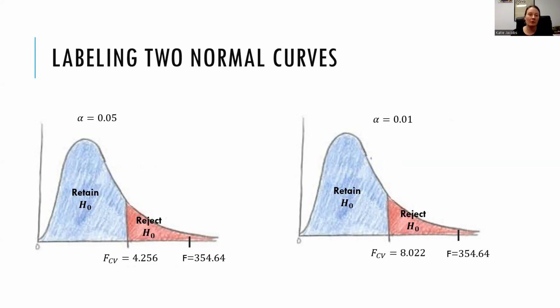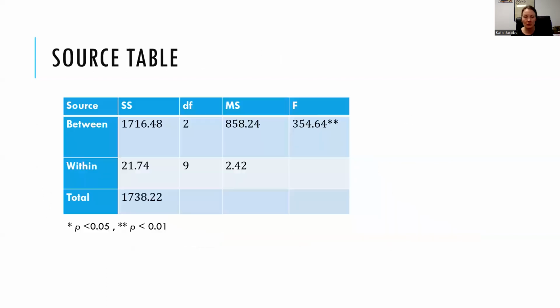When we're looking at both of these for alpha levels of 0.05 and 0.01, we see that our F statistic is way beyond our critical value. So what we find here is that we have statistically significant results at both the 0.05 and 0.01 alpha levels. So what we need to do then is go to our source table, and we would put two asterisks by our F statistic to indicate that it is significant at the 0.05 and 0.01 levels.